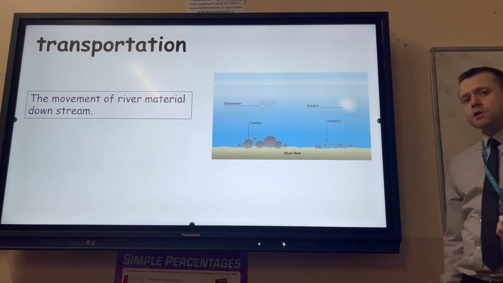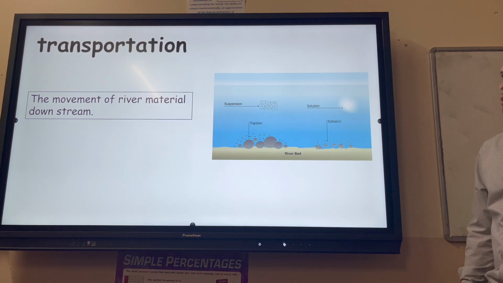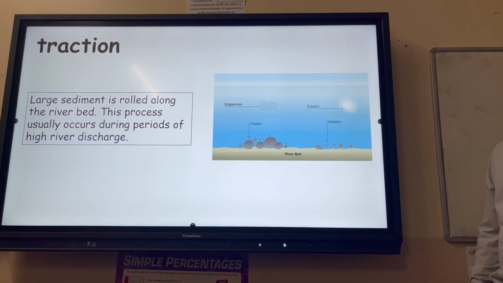Transportation is the movement of material or sediment, and there are 4 types of transportation. The first one is traction.